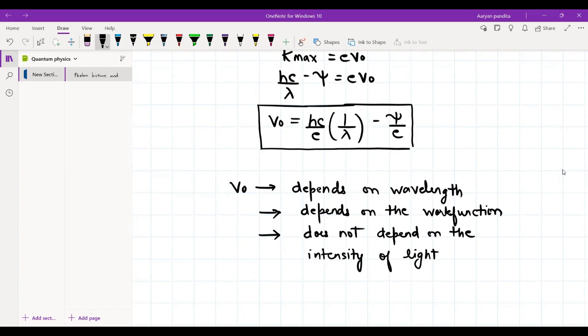It's very, very important. Stopping potential does depend on the wavelength. Stopping potential does depend on the work function. It is very evident from the expression here. But this stopping potential does not depend on the intensity of light. This is very, very important.